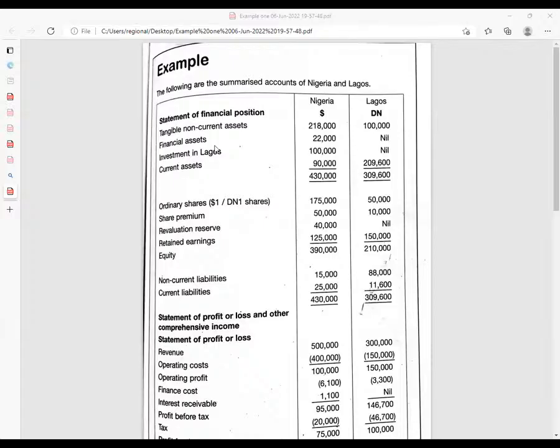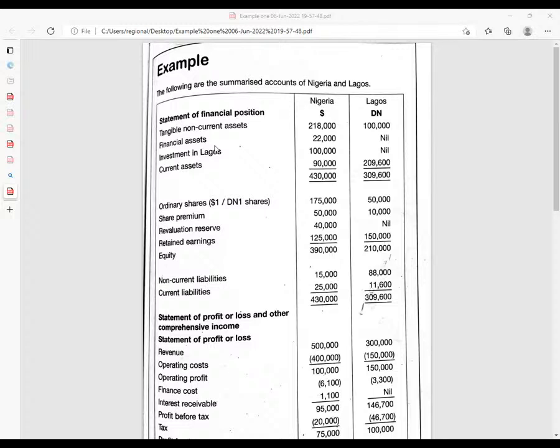I'll mention there that the name of the company is Nigeria Group. The Nigeria Group statement of financial position. Then copy everything from top to bottom. You start with tangible non-current assets. Tangible non-current assets, right?